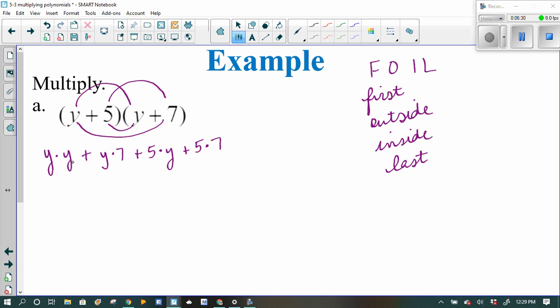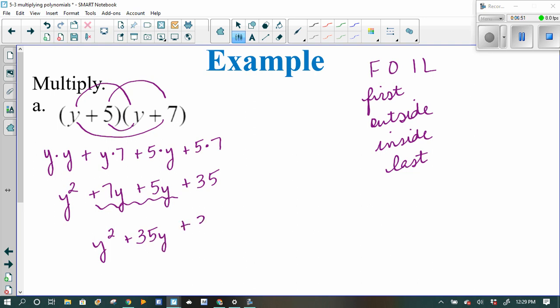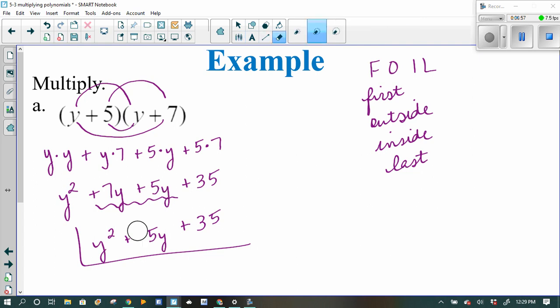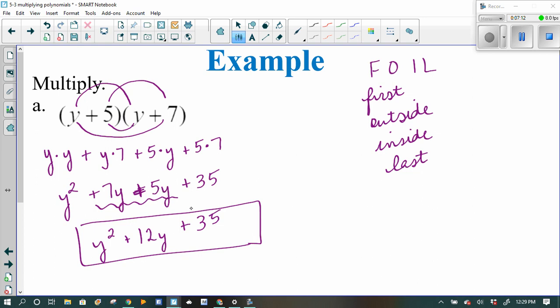And then y times y is y squared. Y times 7 is 7y. 5 times y is 5y. And 5 times 7 is 35. And then you can combine these two because they're like terms. Y squared plus 35y plus 35. Oh, not 35y, sorry, that's a 12. We're adding, not multiplying. 7 plus 5 is 12. And then 5 times 7 is 35. And there is your answer.